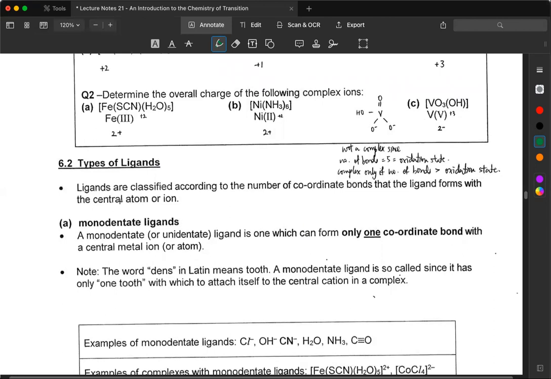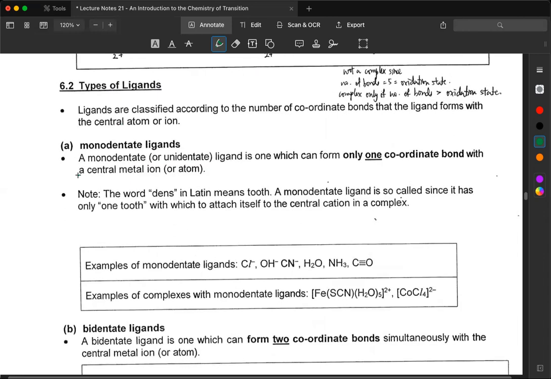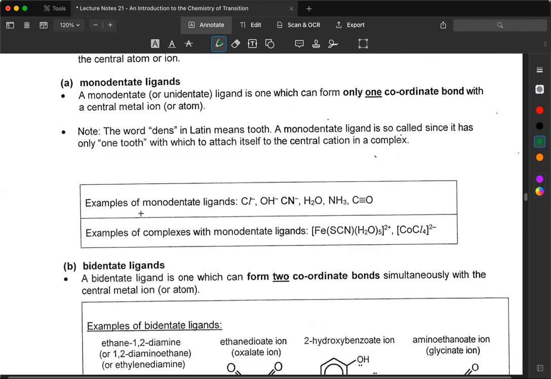Ligands are classified according to the number of coordinate bonds that the ligand can form with the central atom or ion. So monodentate ligands are ones that form only one coordinate bond. Dentate means tooth. A monodentate ligand is so-called since it has only one tooth, to which it attaches itself to the central cation in the complex. So these are examples of monodentate ligands: Cl⁻, OH⁻, CN⁻, H2O, NH3, C≡O. These are examples of monodentate ligands in the complex. All right, we have shown some of them.